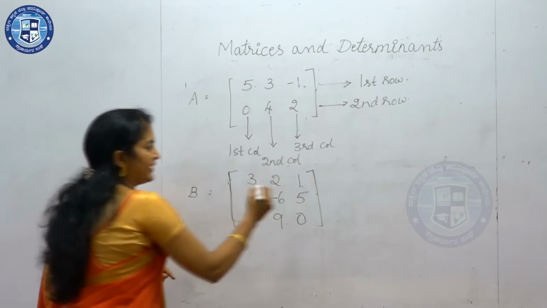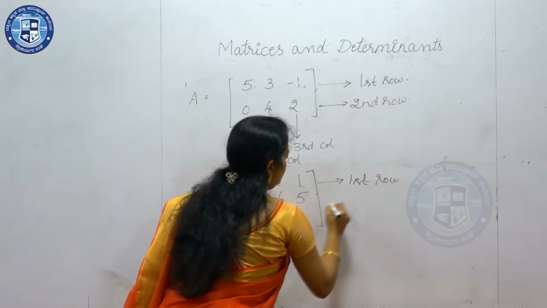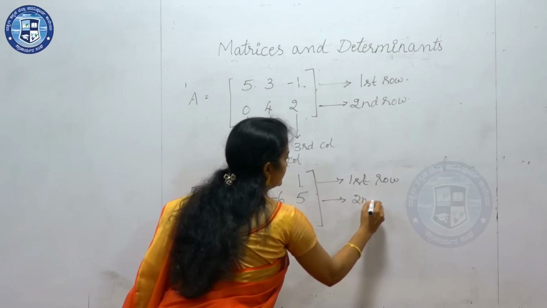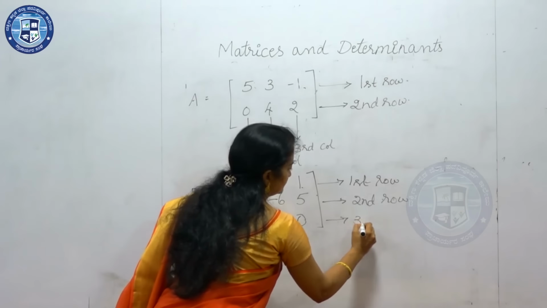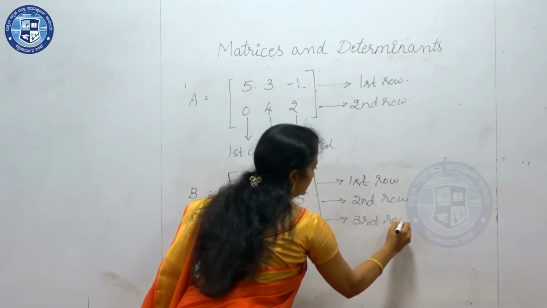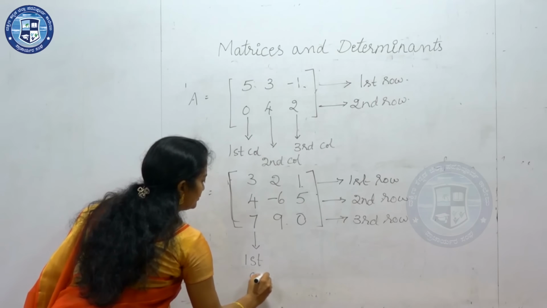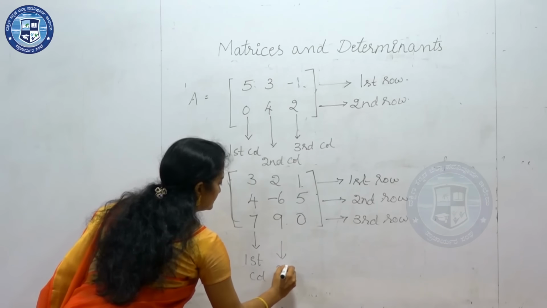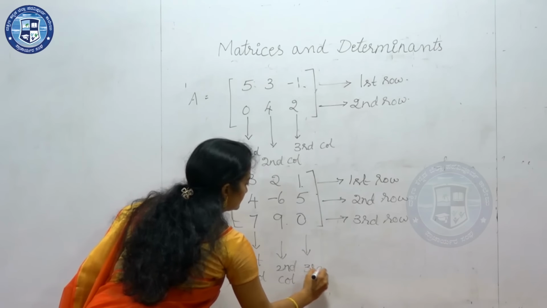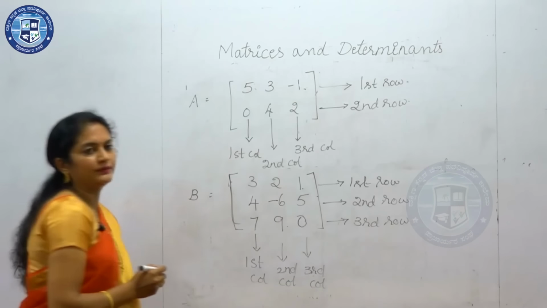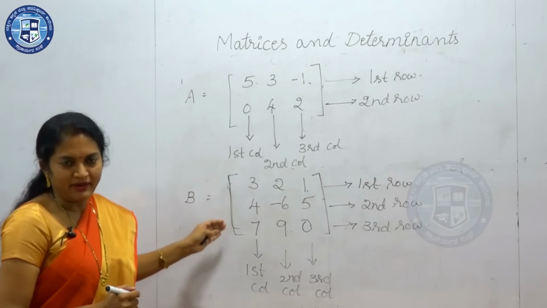When it comes to this matrix, this is the first row, second row, third row, first column, second column and third column.